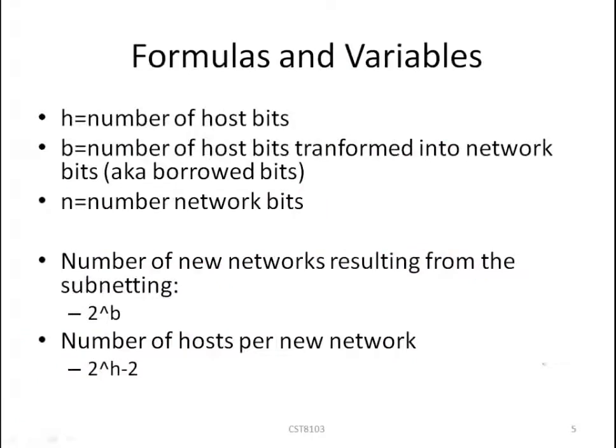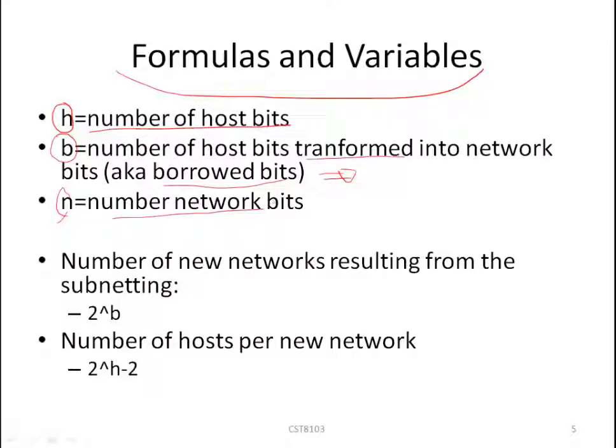Now let's review some of the formulas and variables that we've just seen. In subnetting, you'll see h. h is the number of host bits. b is the number of host bits that we've transformed into network bits. b is also the borrowed bits. I'm a little reluctant to use borrowed bits because borrowed implies that you will return, but once you've subnetted a base address, it is very, very difficult to go back. And finally, n is the number of network bits.